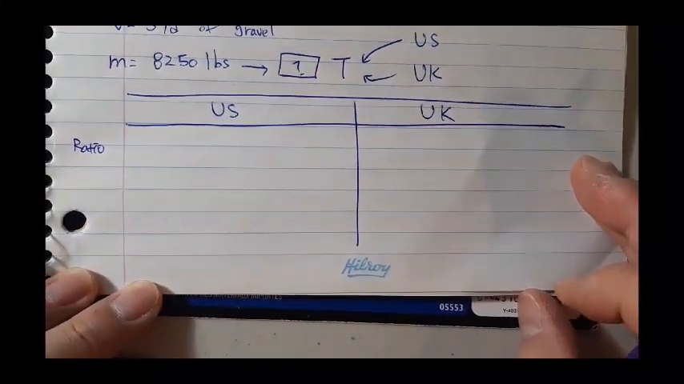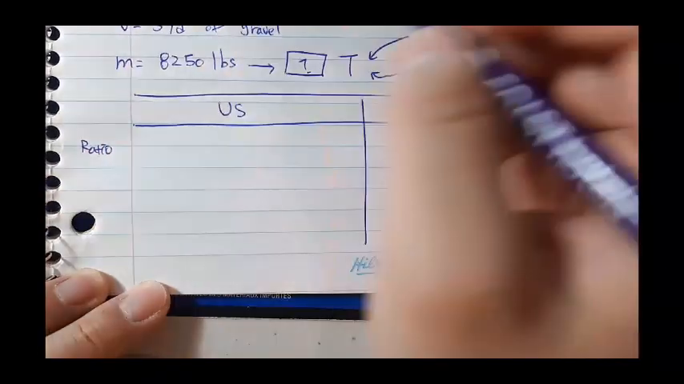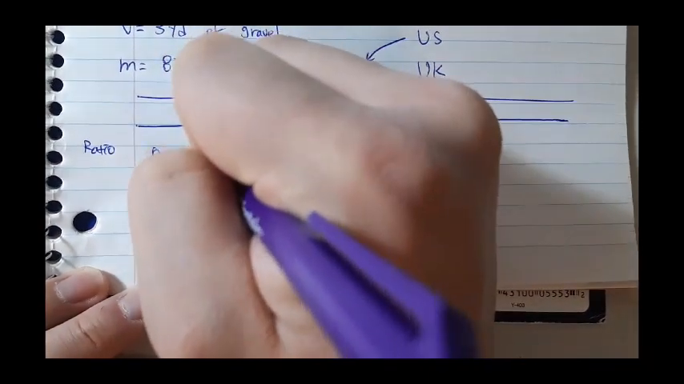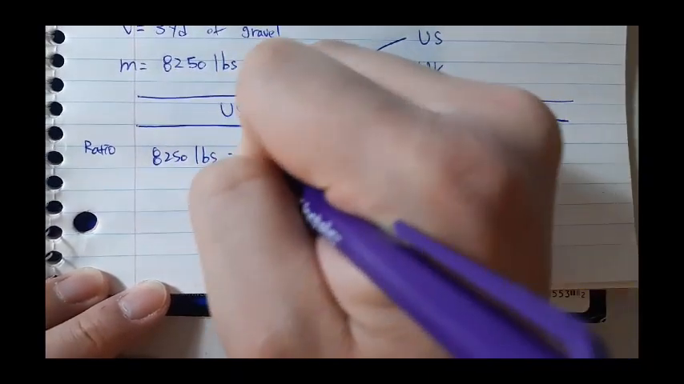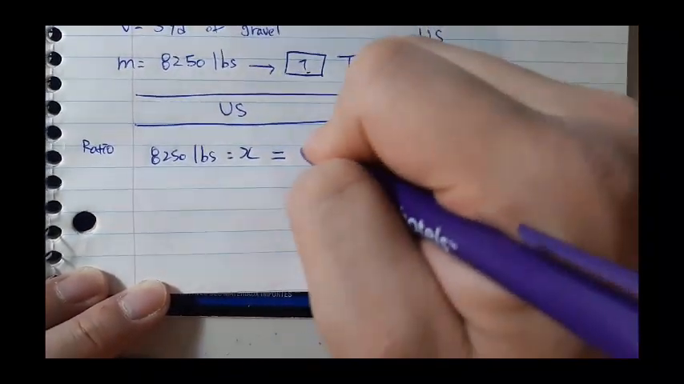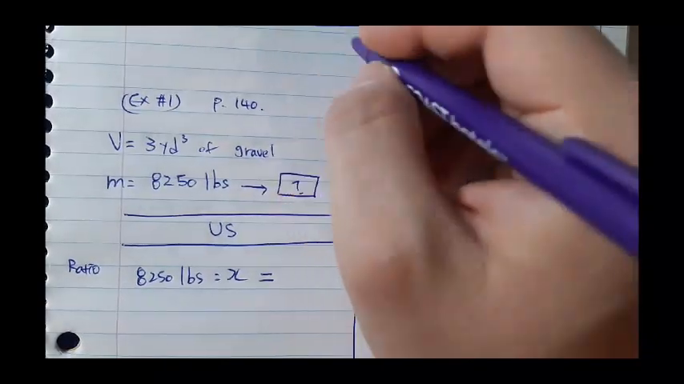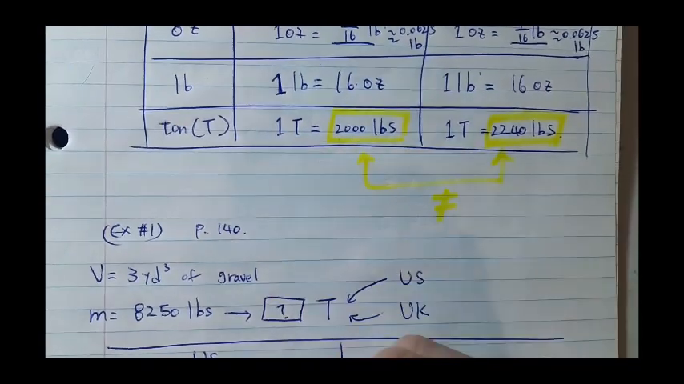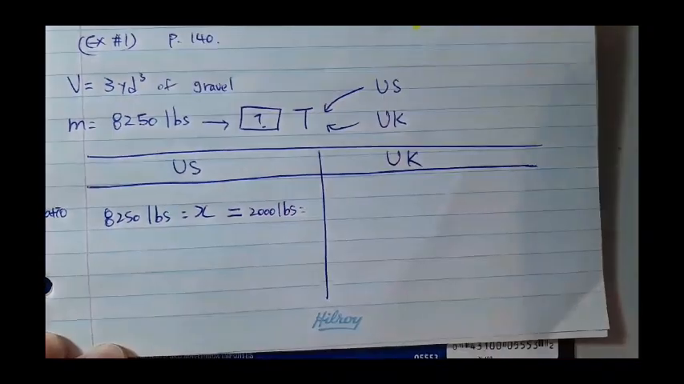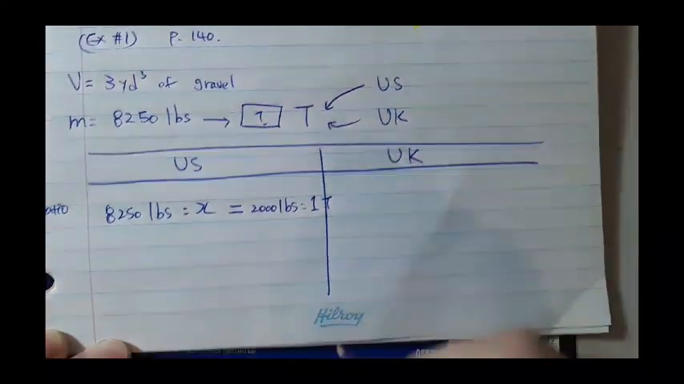Alright, let's deal with that question. According to the question, 8,250 lbs, we don't know how that converts into x. I need to pick these two values above: 2,000 lbs. Know the fact that you need to put left and right accordingly, and 1 ton.